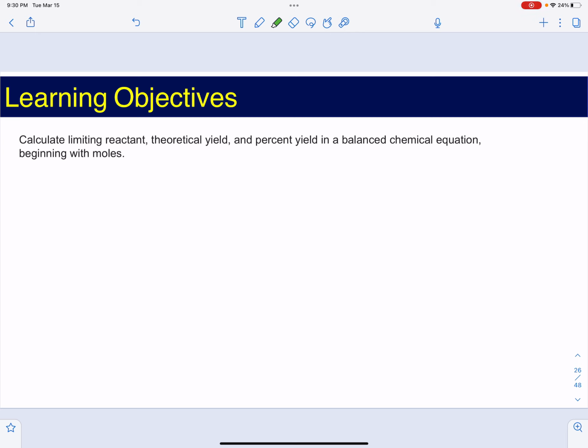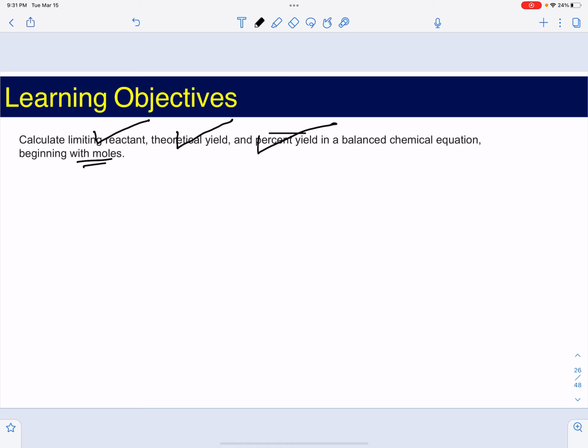And with that, you know how to find the limiting reactant. With the limiting reactant found, you can then find the theoretical yield. And if you're given the actual yield, then actual yield divided by theoretical yield should give you your percent yield.